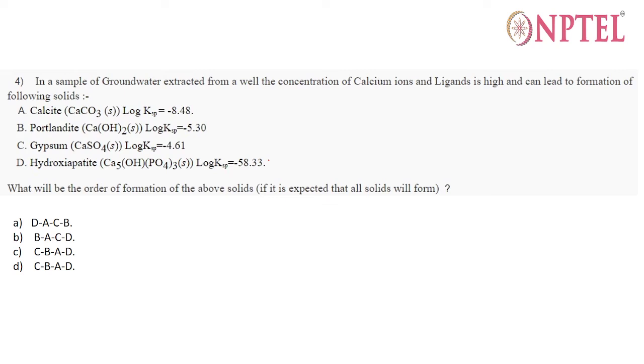So we'll go to the next one. This is also a conceptual question. In a sample of groundwater extracted from a well, the concentration of calcium ions and ligands is high, right? And it can lead to the formation of the following solids. One is calcite, then portlandite, then gypsum, then hydroxyapatite. You saw all the chemical formulas as well as their log KSP values are given, right?